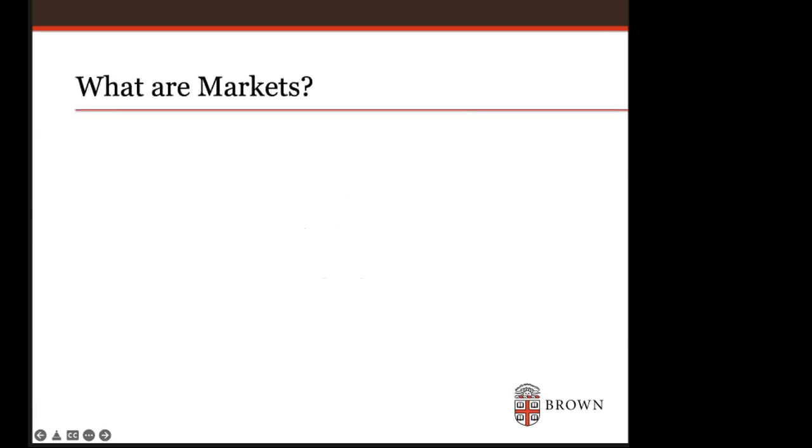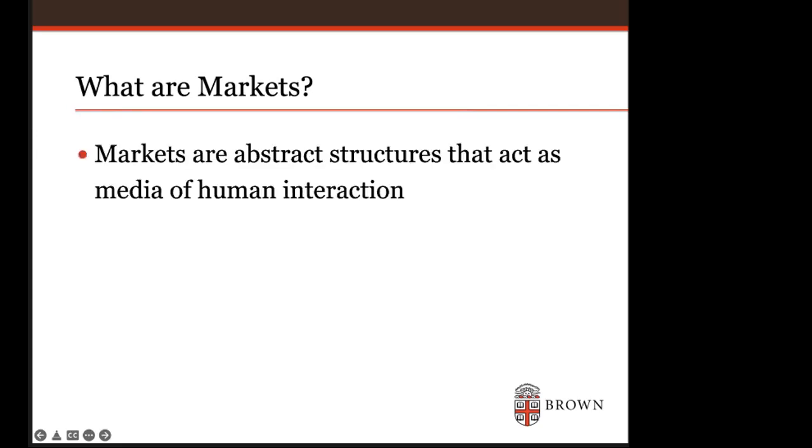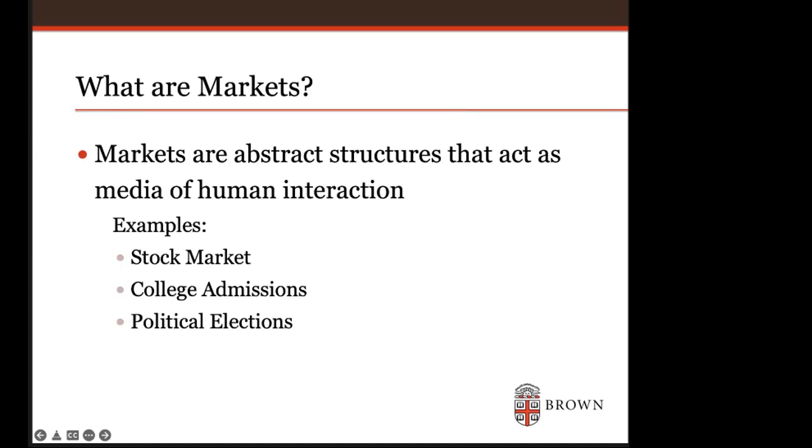So before we go forward, at a high level, we should really quickly define what is a market. Markets are structures, a series of rules and norms, which allow us as human beings to interact with each other. Examples of markets are some of the usual ones, such as the stock market, but also some more unusual ones, such as college admissions or political elections. Markets are really central to the way we function as societies because they mediate our behavior, and it's really important for us to understand them.